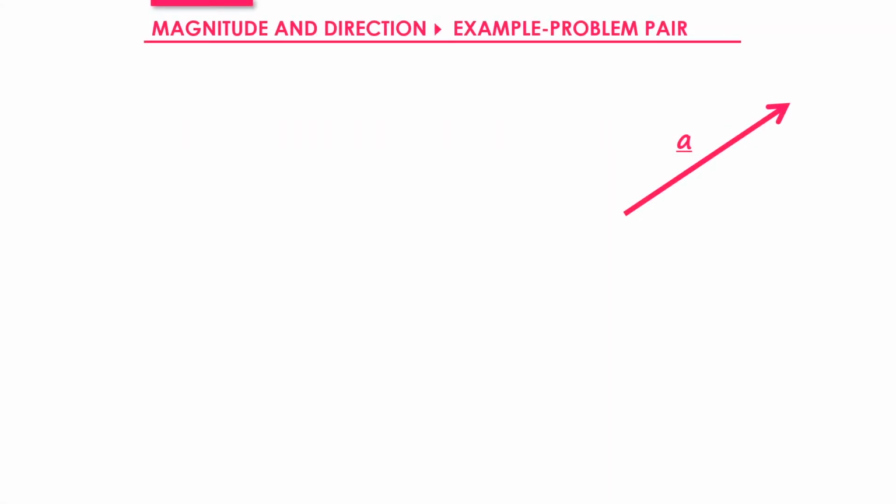In this example, we're going to look at how to calculate the magnitude and direction of a vector. Suppose we have a vector A. We could split the vector into i and j components, where i is across the page and j is up the page. To help us do some calculations, we'll label the horizontal distance p and the vertical distance q.